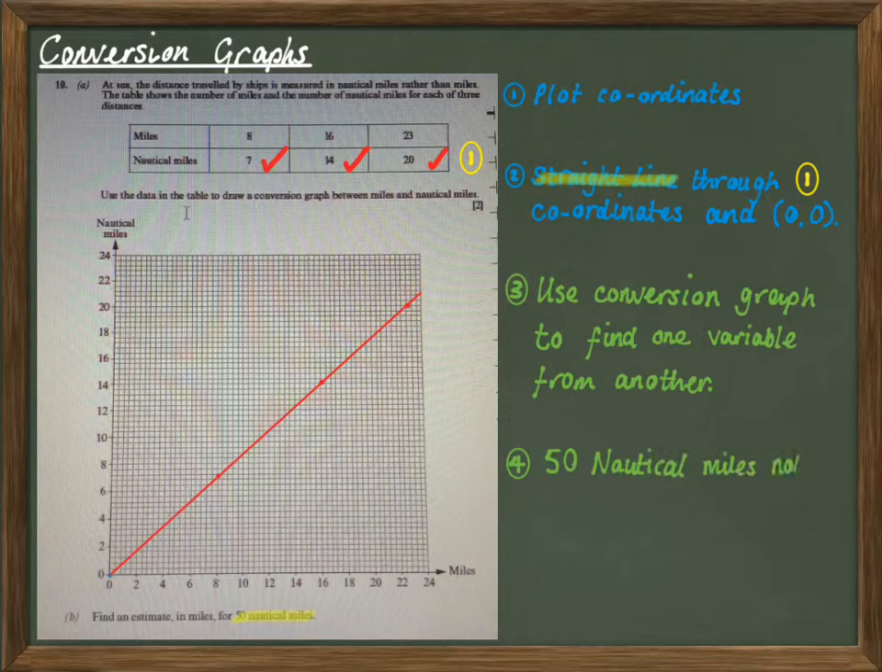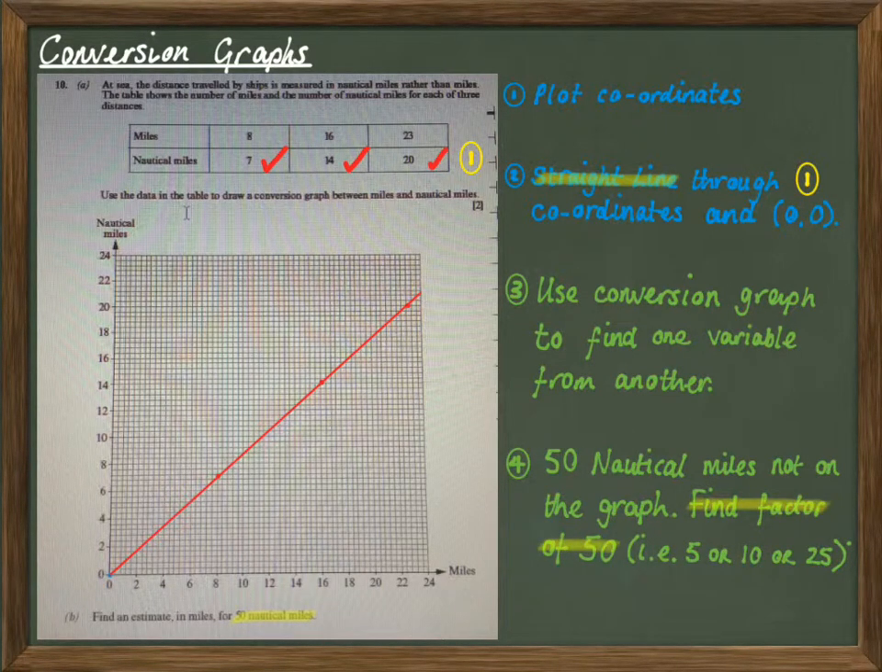But if you look at number 4, there is actually a problem. If our graph went up to 50 nautical miles on the y-axis, it would be fine. We just draw a straight line across, and where it hit the line, we draw down and we read off, okay? But there is no 50 nautical miles on there. So what I have to do is find a factor of that 50. So basically, if I find a number which relates nicely to 50, I can find that, and then I can multiply it up to find what 50 would actually be worth. So I put i.e. 5 or 10 or 25, because they are all numbers which go nicely into 50.